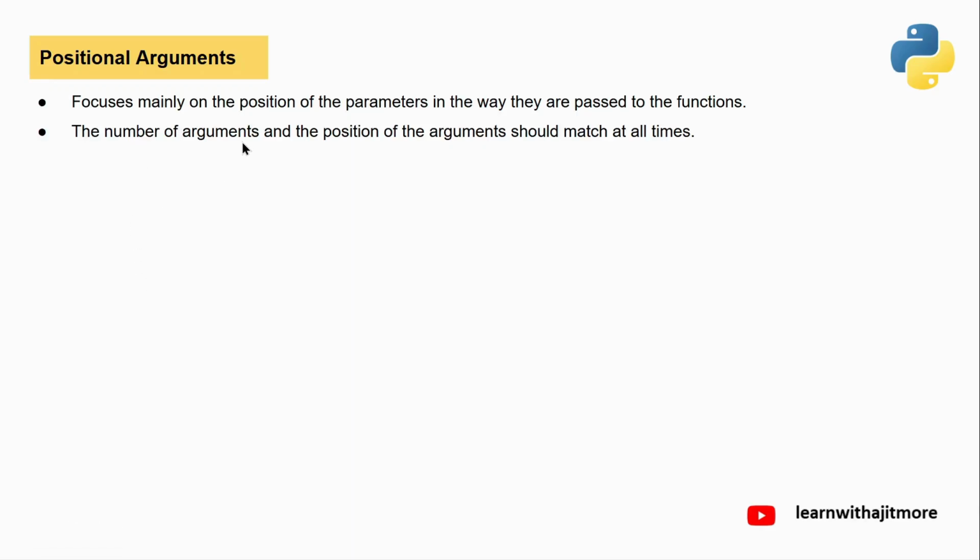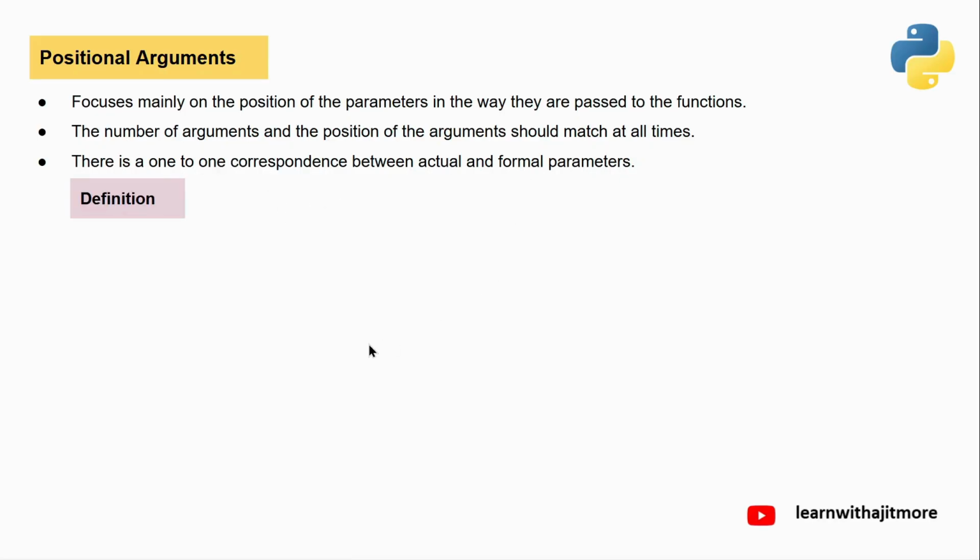The number of actual arguments and the position of the arguments must match. Means, first of all, the count of actual and count of formal should be the same, and the position has a 1:1 correspondence. See, there is a 1:1 correspondence between the actual and the formal.